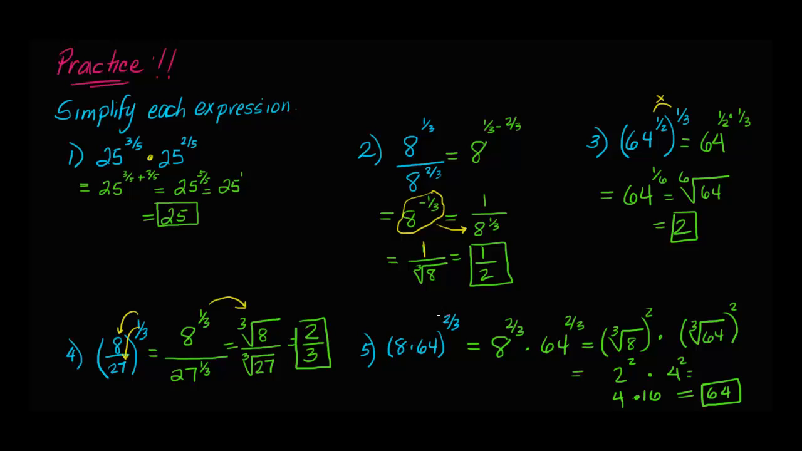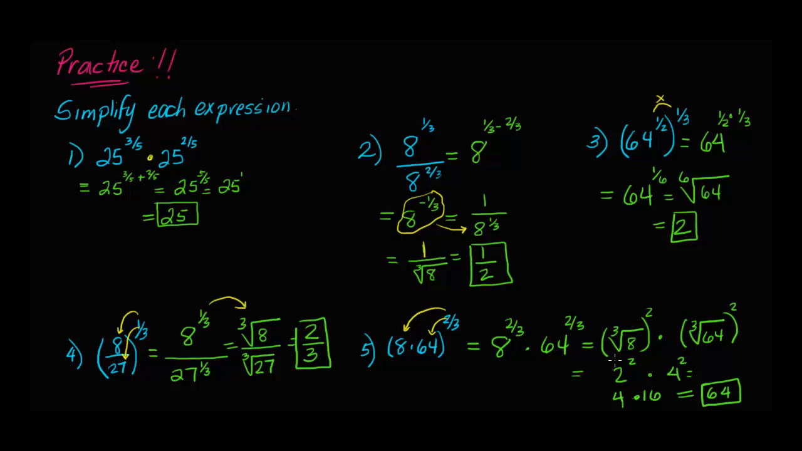For this one, we have a product raised to a power. Again, we can distribute this exponent to each one of these factors. So I have 8 to the 2/3 power times 64 to the 2/3 power. I can write 8 to the 2/3 power as a radical. Remember that the numerator of the exponent is the power I raise the whole radical to, and the denominator is your root. And the same thing for 64.